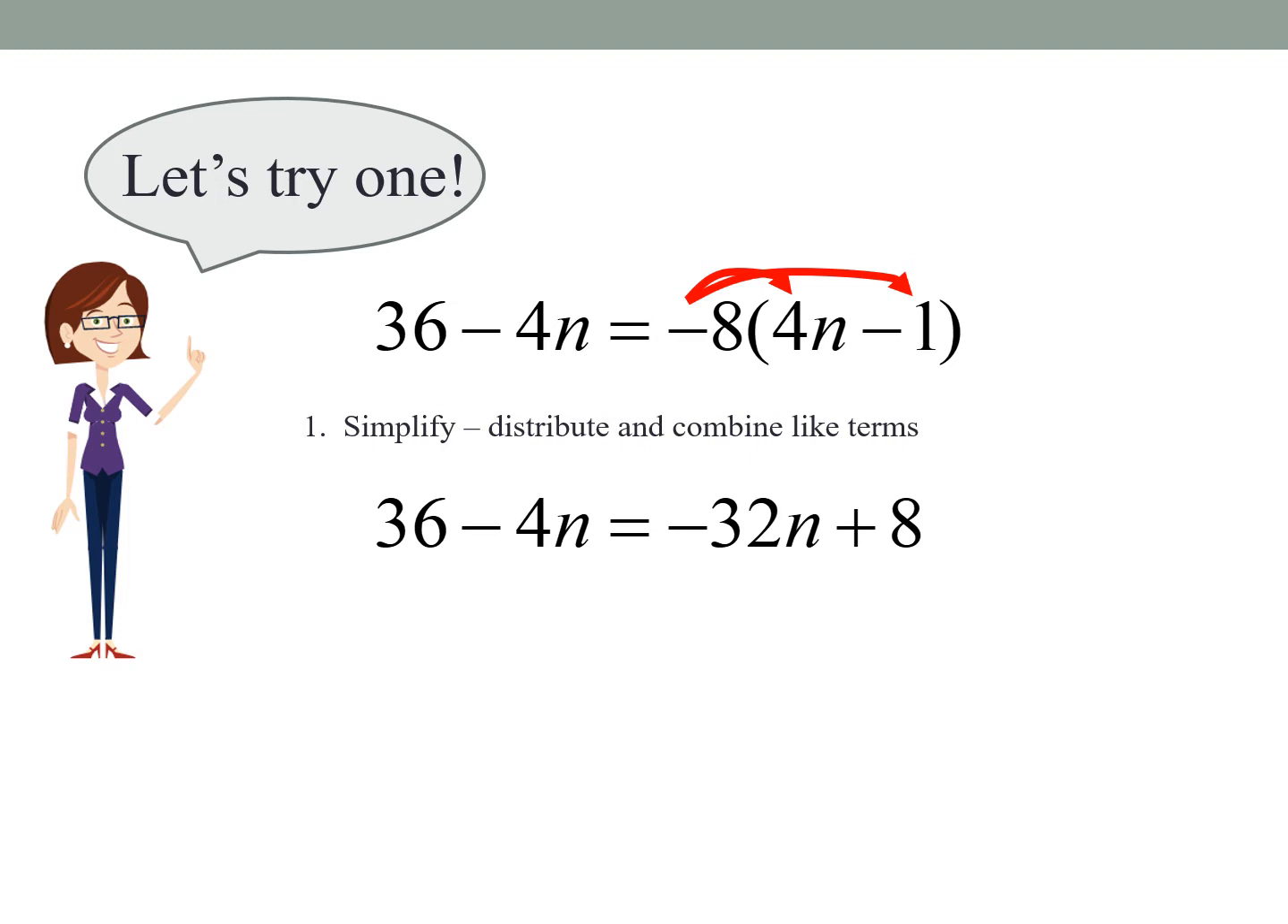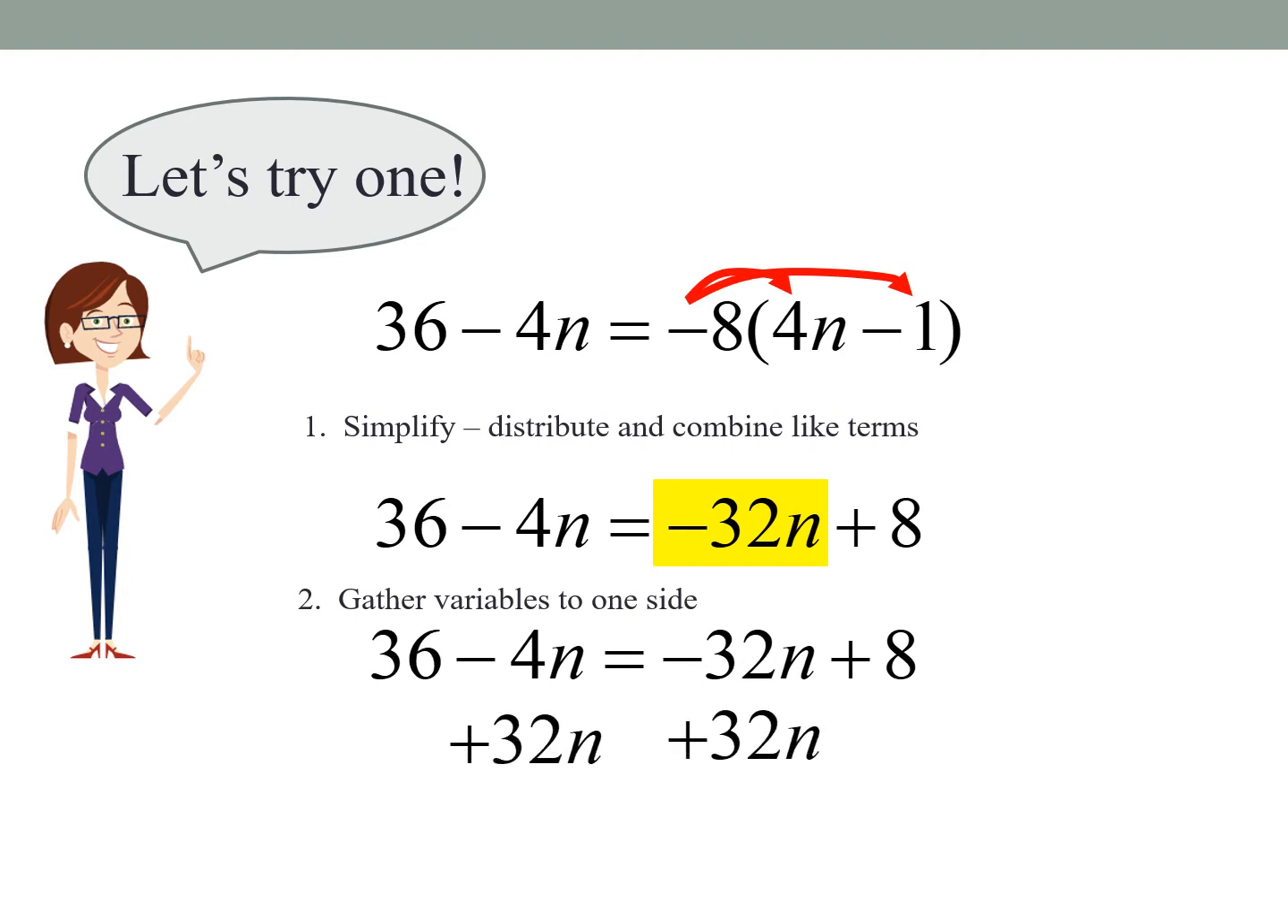Well, I have to combine like terms on the right side and the left side, but all my like terms are already combined, so I can go to the next step. I have to gather my variables to one side. Well, I have this negative 32n, and I'd like to move it over with the 4n. So I'm going to add 32n to both sides. When I do that, I will have 36 plus 28n equals 8.